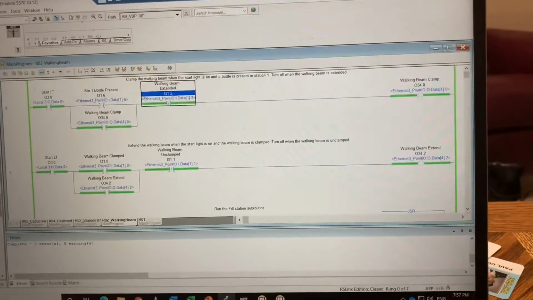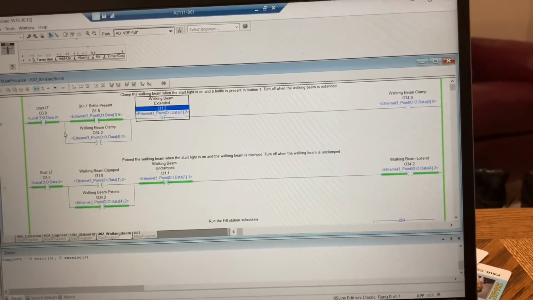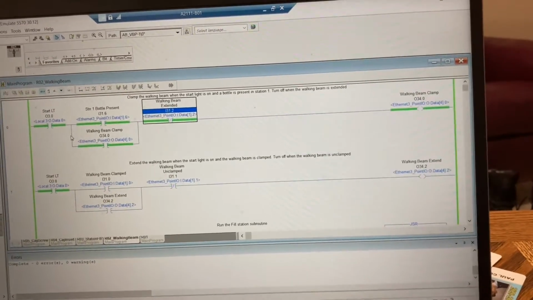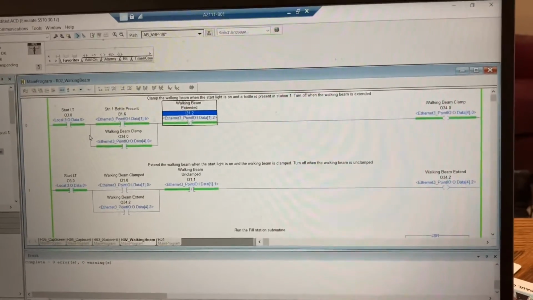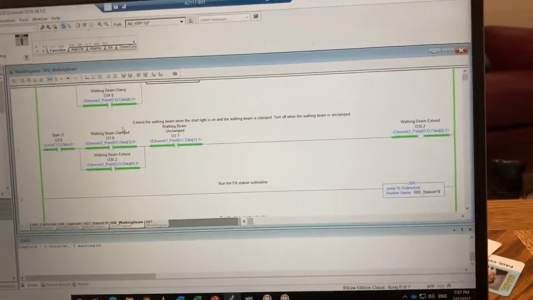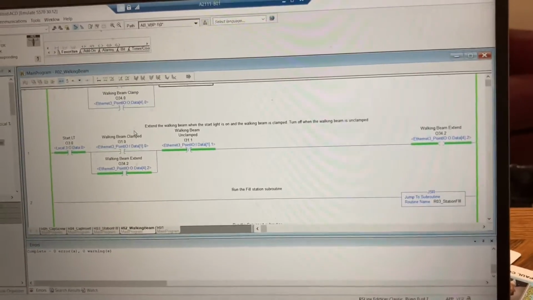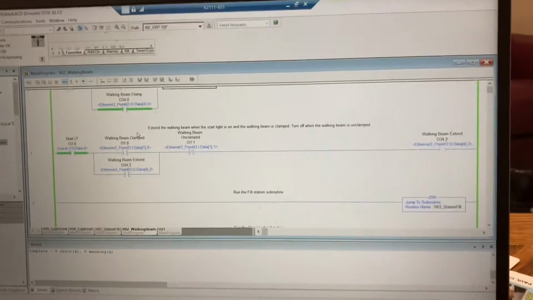Now into the second subroutine, which controls the walking beam. The first rung clamps the walking beam when the start light is on and the bottle is present in station 1, and then it turns off when the walking beam is extended. The second rung extends the walking beam when the start light is on and the walking beam is clamped, and it turns off when the walking beam is unclamped.